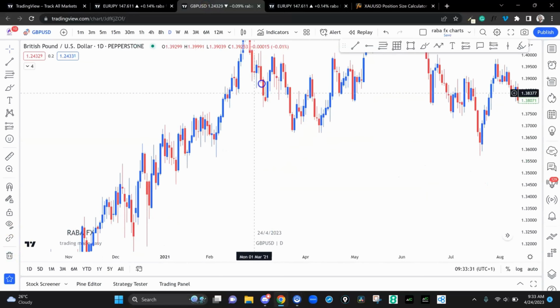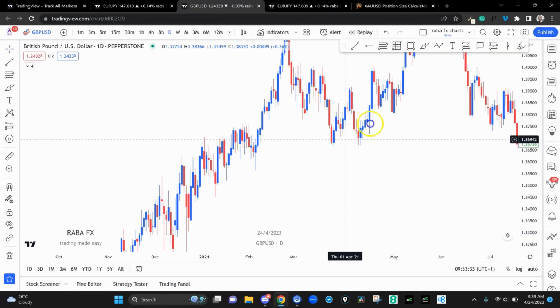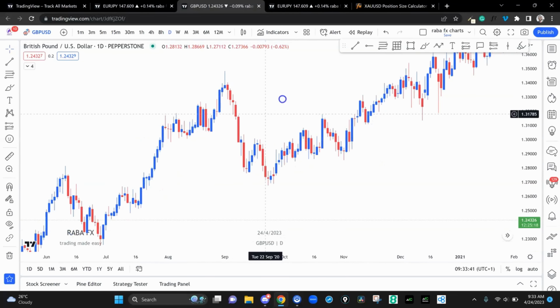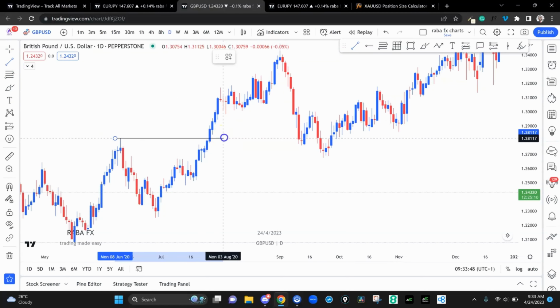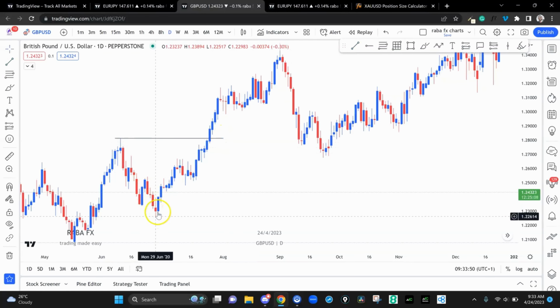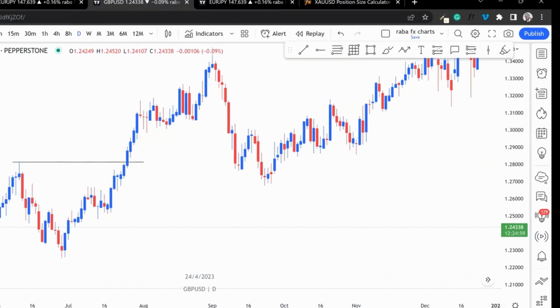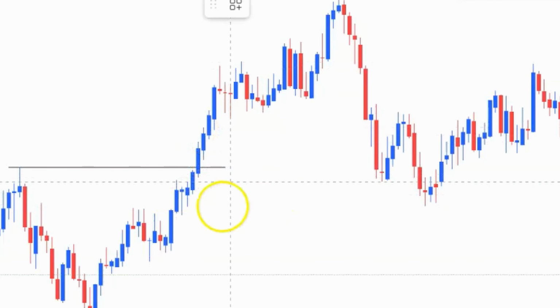Now let's look at this Pound USD daily structure. Now we have a bullish move here. This is the high that was created, and this is the origin. Alright, price moved from here and broke out this level. You ask yourself, what is the demand that came in to break out this? This is the demand here.